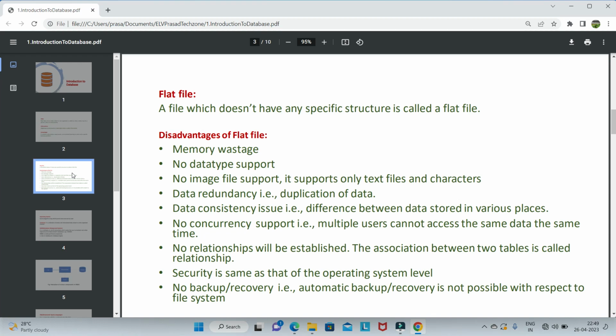There is a lot of duplication of data, inconsistency, and there is no concurrency support, meaning that multiple users cannot access the data, and no relationship will be established. Security is the same as that of the operating system level, and no backup or recovery, meaning automatic backup and recovery is not possible with the file system. Due to these reasons, these problems are there, and they would be overcome in the DBMS.